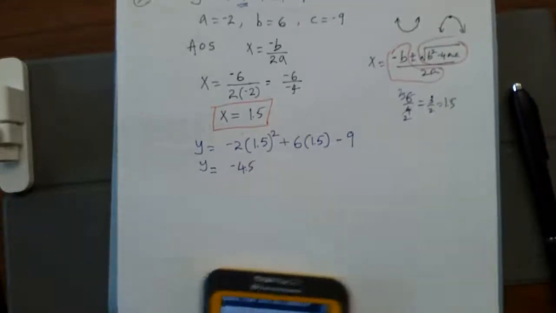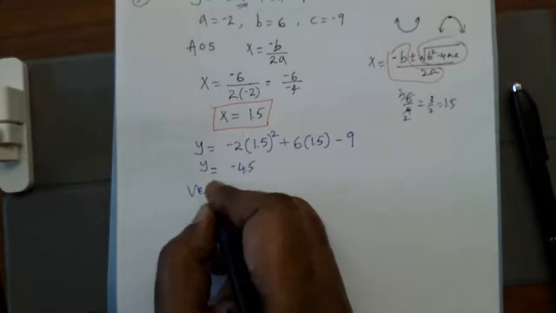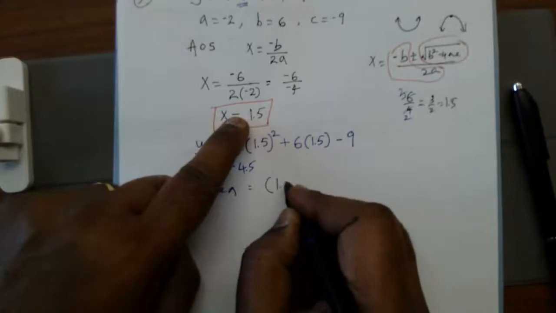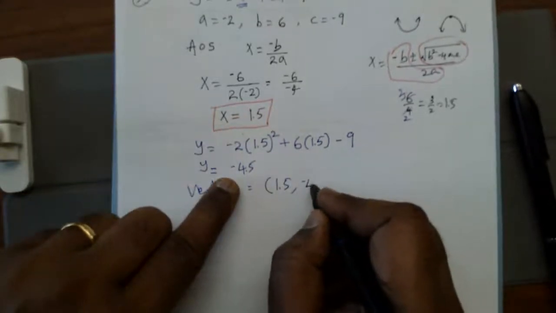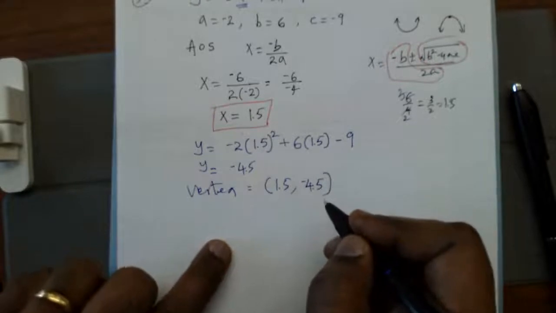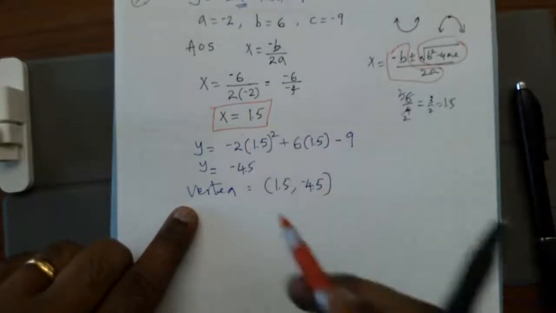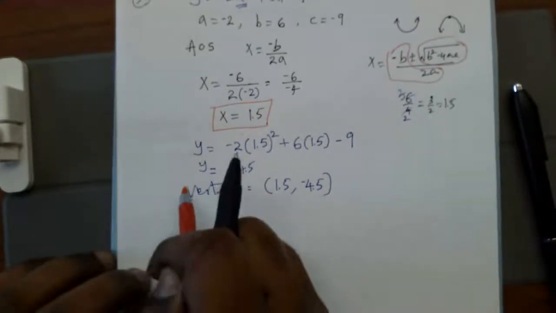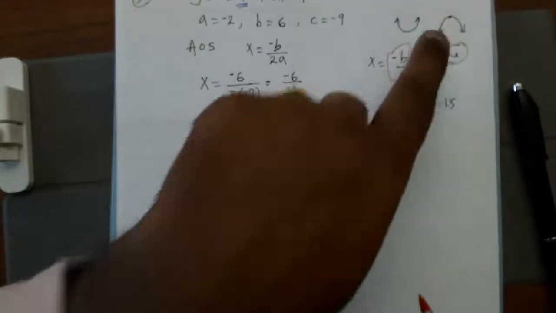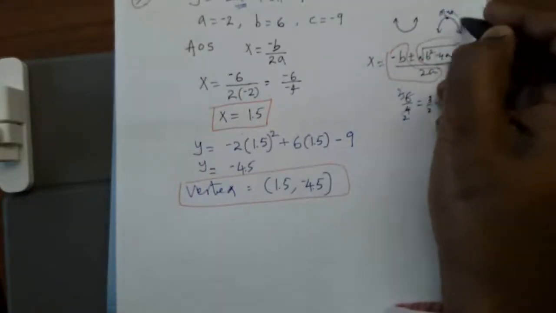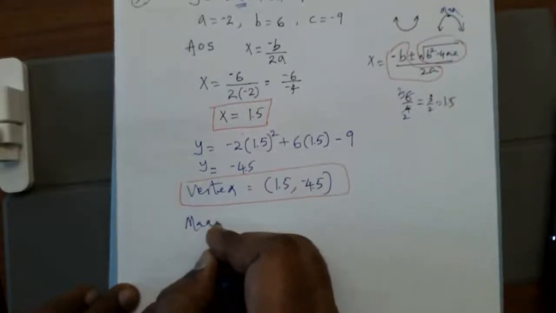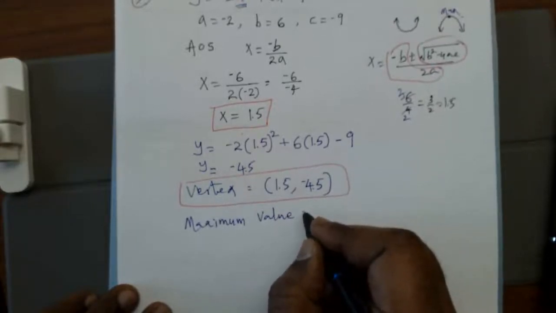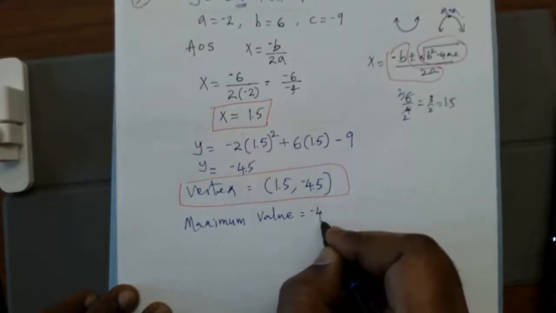So my vertex is going to be x comma y, which is 1.5, negative 4.5. I have the axis of symmetry, now I have this vertex. Then also, the graph, you said it is upside down, so it has a maximum value. How much? Negative 4.5.